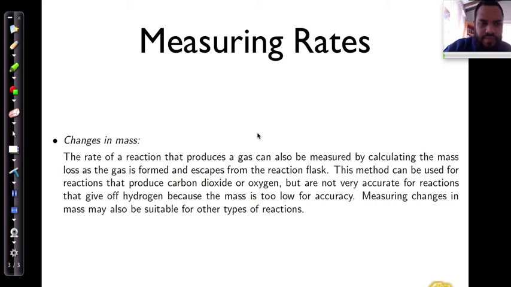Okay, so it says here this method can be used for reactions that produce carbon dioxide or oxygen, but is not very accurate for reactions that give off hydrogen because the mass is too low for accuracy. Measuring changes in mass may also be suitable for other types of reactions. Okay, and so those are three basic ideas of how we can measure the rate of reaction. Now this section will be tested in the examination through questions that look specifically at application, synthesis, and analysis, when you're given experiments and so forth. Okay.